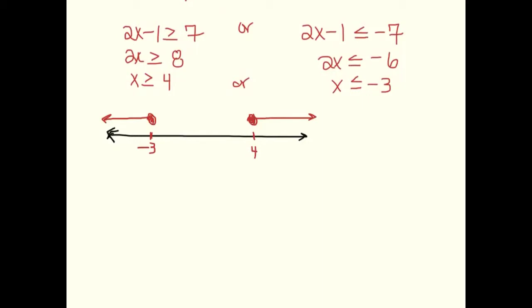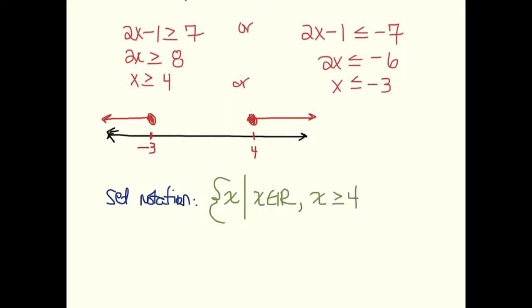So when we write it in set notation, we would write, change color here. Set notation would be braces x, x is the element of, and then we'd write that out, and then we would write x is greater than or equal to 4, or x is less than or equal to negative 3.